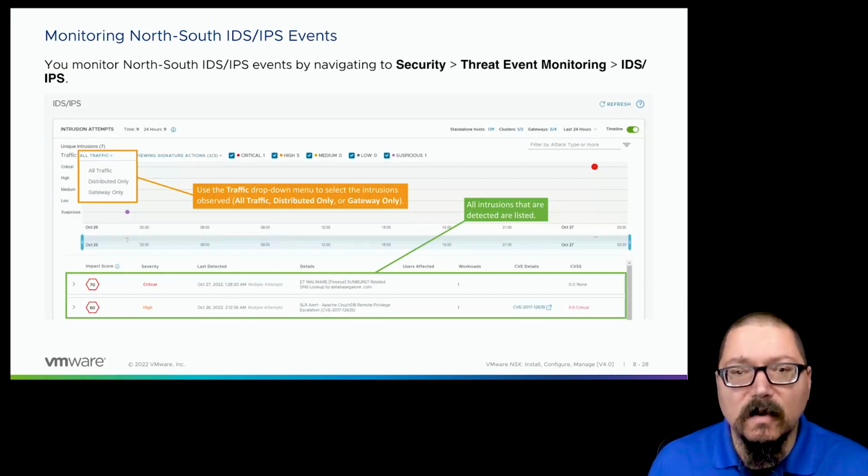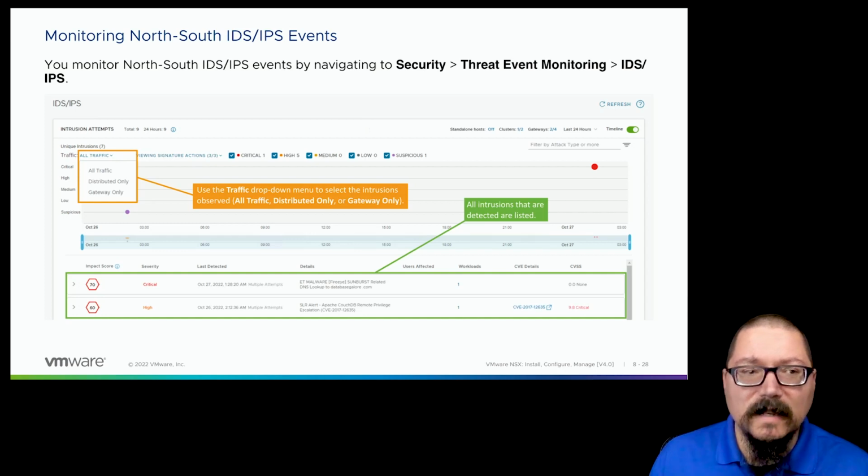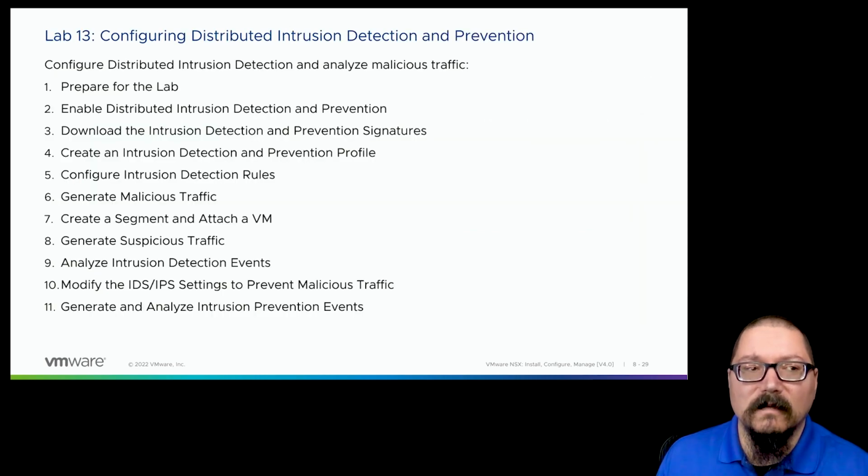If I want to monitor those north-south IDS/IPS events, I'm going to do it in the same place that we were just looking for the east-west. We'll actually see them by default together, right? And if we look, we're highlighting the traffic type dropdown where we can just look at distributed IDS/IPS events, or just look at gateway IDS/IPS events, or I can look at them both together. And we're going to get the same type of view here that we just saw for the distributed IDS/IPS, where I get my plot chart of my different events. I get my table of those events, and I can expand those events out and get more information.